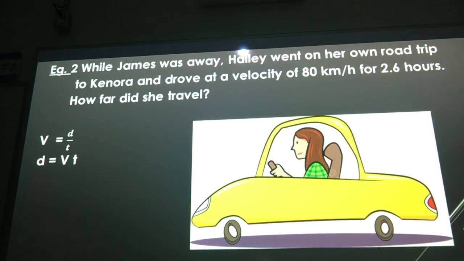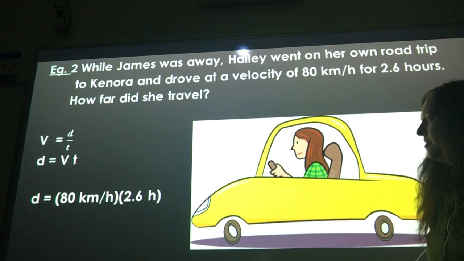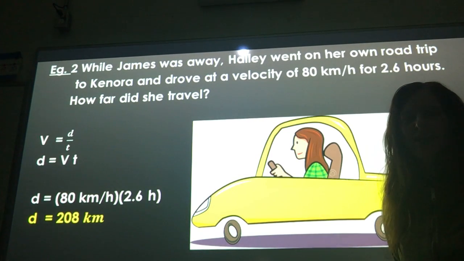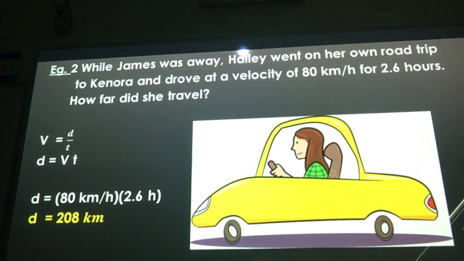So rearrange it. Distance is velocity times time. Second step, insert the values with their units. Her velocity was 80 kilometers per hour. Her time was 2.6 hours. And then step 3, use your calculator. 208 kilometers is our final distance. Okay, so it should be pretty straightforward.